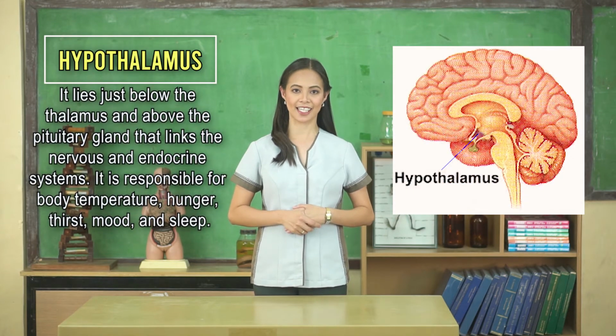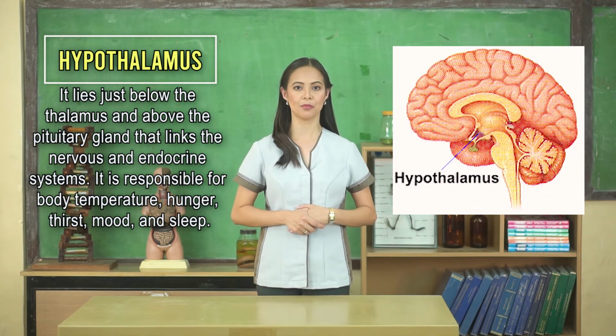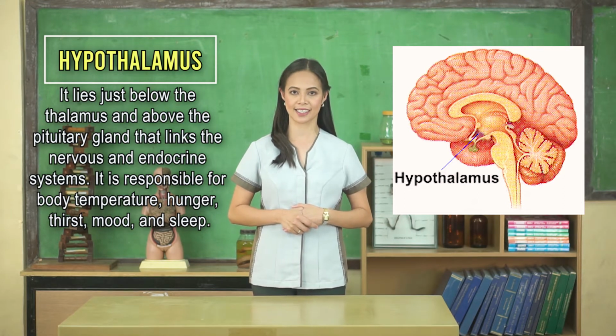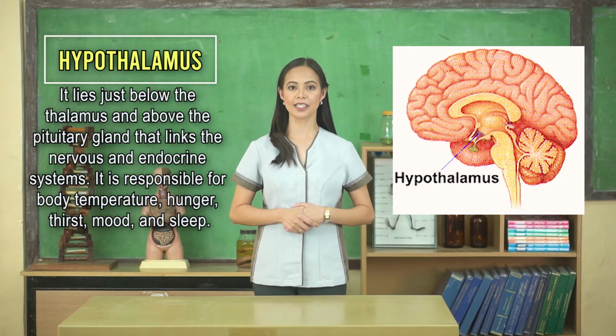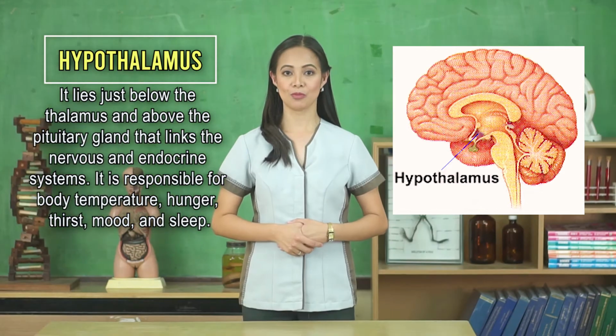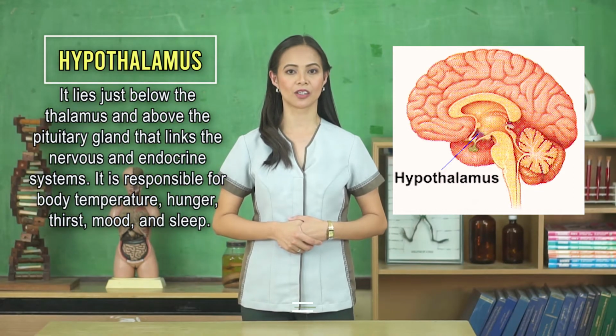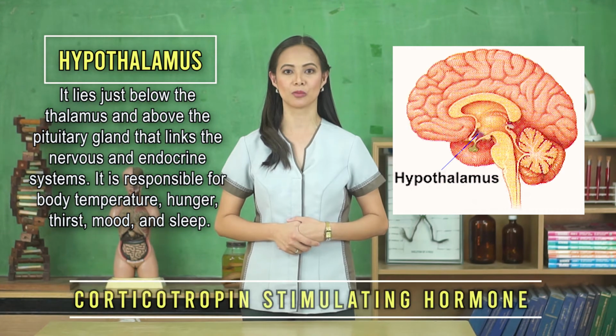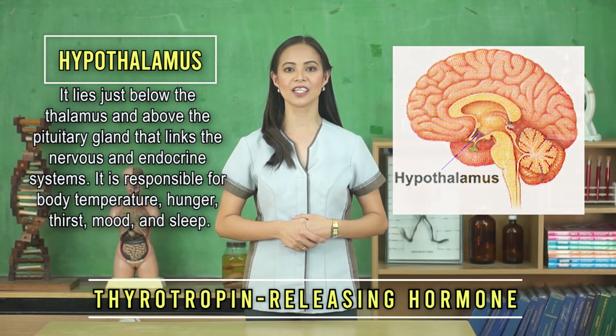Hypothalamus lies just below the thalamus and above pituitary gland that links the nervous and the endocrine systems. It is responsible for body temperature, hunger, thirst, mood, and sleep. Some hormones released by this gland are corticotropin-stimulating hormone and thyrotropin-releasing hormone.